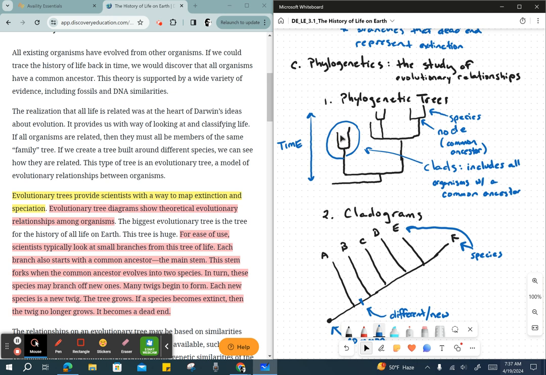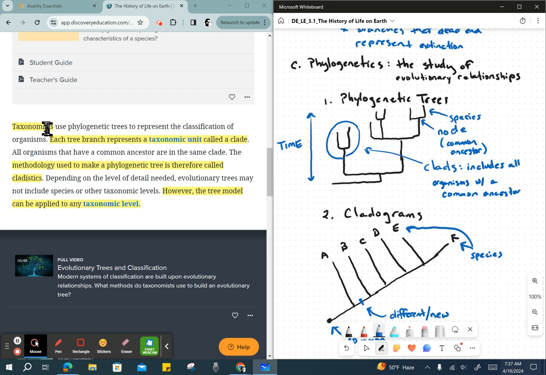When you have a number of different species that can be traced back to a common ancestor, then we call that taxonomic unit a clade. I don't have the word taxonomy here, but taxonomists are people who use phylogenetic trees to represent classification of organisms. They break the phylogenetic tree into taxonomic units. And this unit here would be called a clade. It includes all the organisms with a common ancestor. So this whole big thing here could be a clade, depending on what you're referencing.